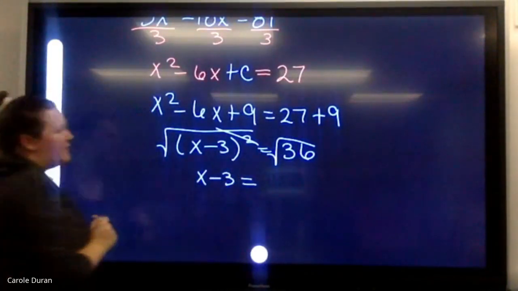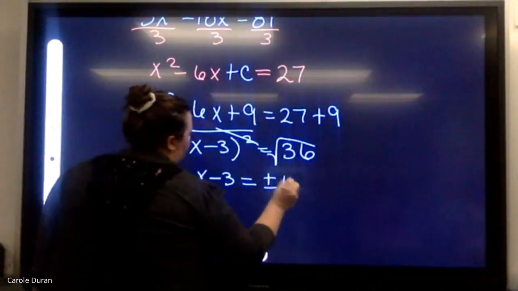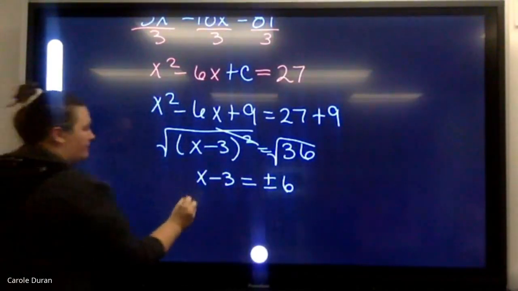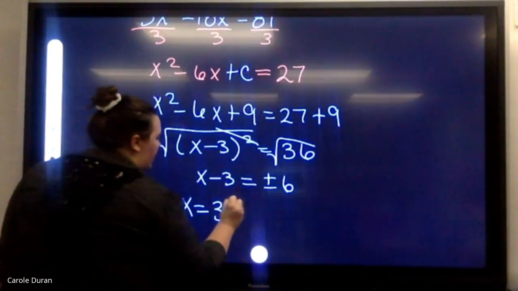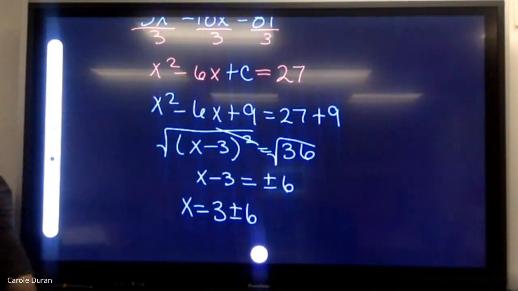What's the square root of 36? 6. Positive and negative. And then I add the 3 over. And I get 3 plus or minus 6. Split it into my 2 problems, and I get 9 and -3.